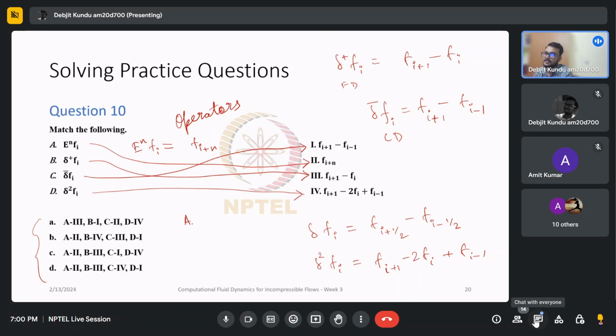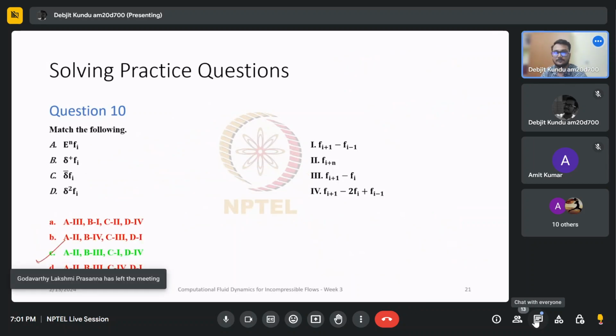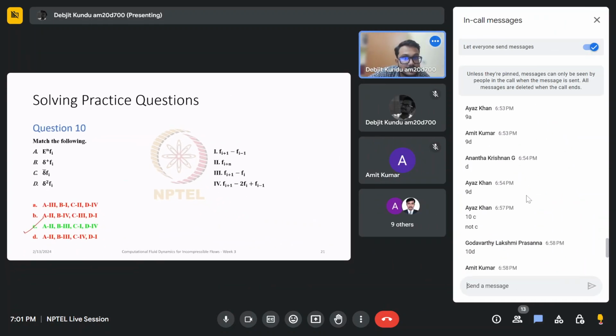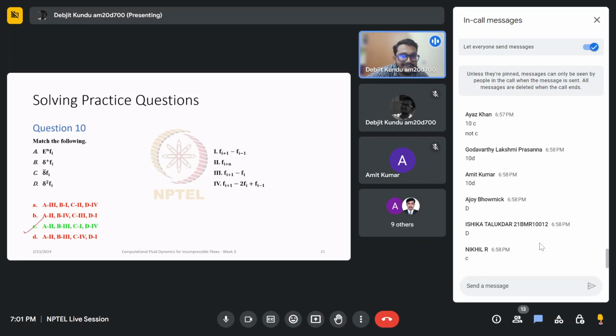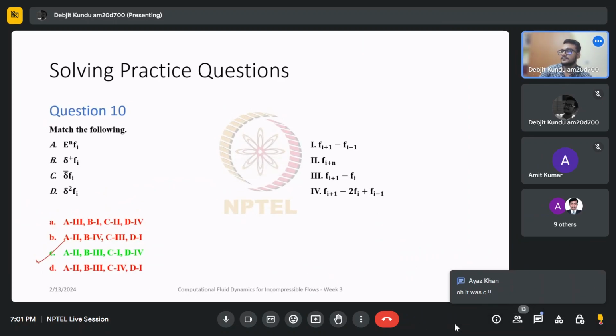So the correct combination, as I see, should be A2, B3, C1 and D4. Does any of the options match here? A2, B3, C1, D4. Yes, option C matches. Let's have a look at the solution. And it is indeed option C. So those of you who responded with option C and retracted your response, you had done it correctly earlier. Good, so this should be the correct solution. It was C indeed. So this was the last question from my side.